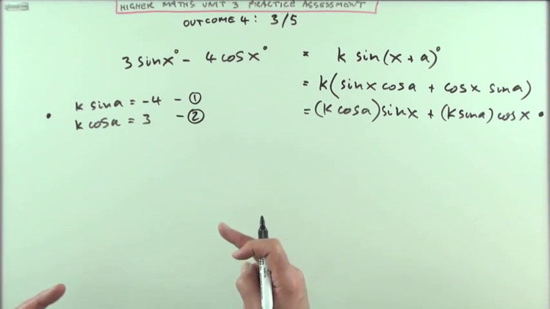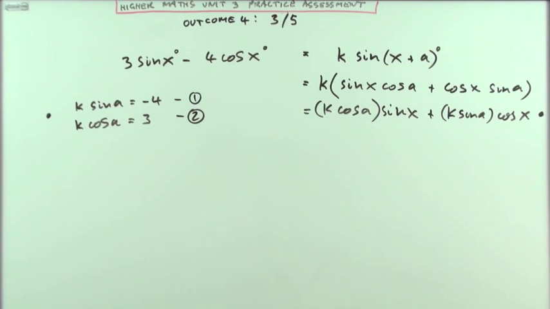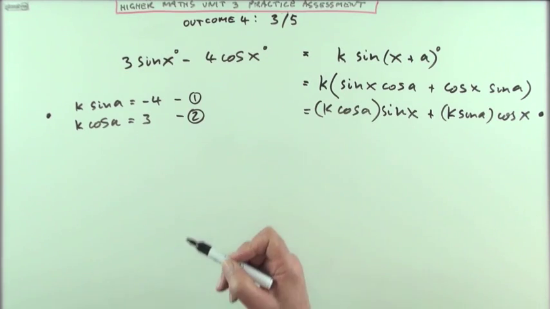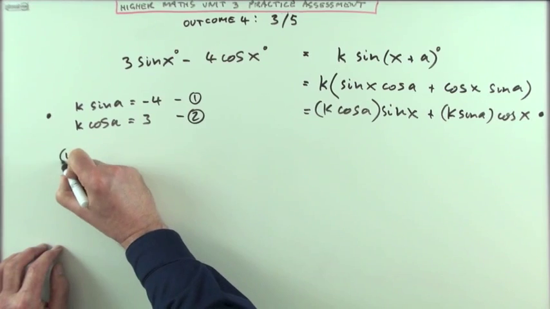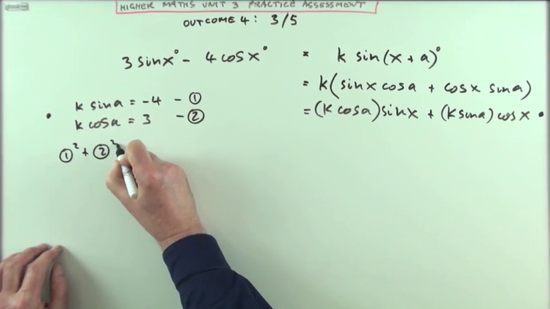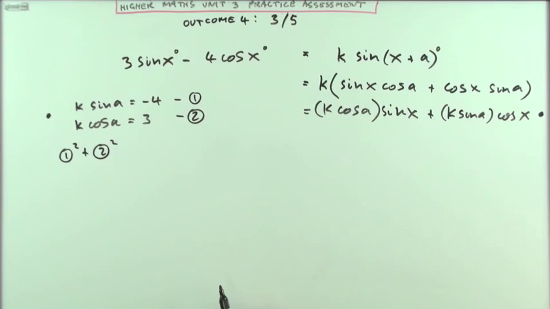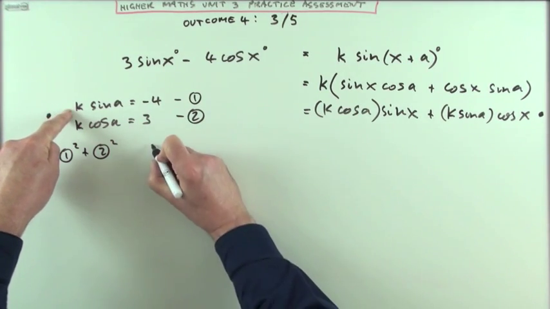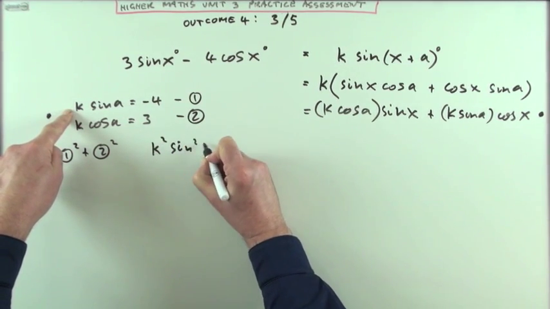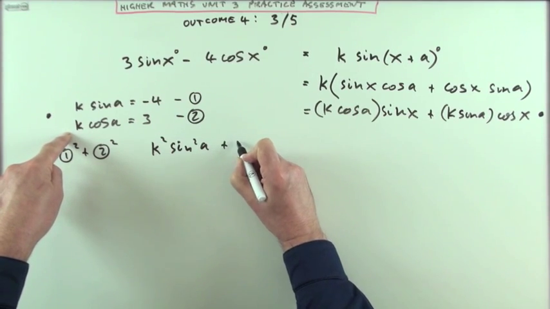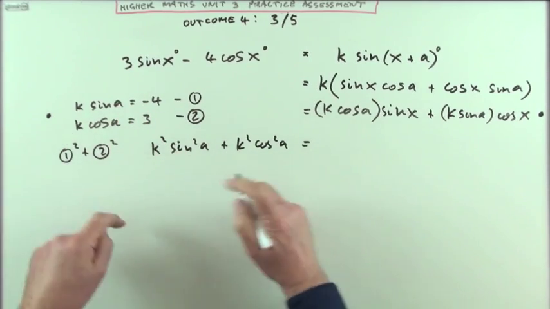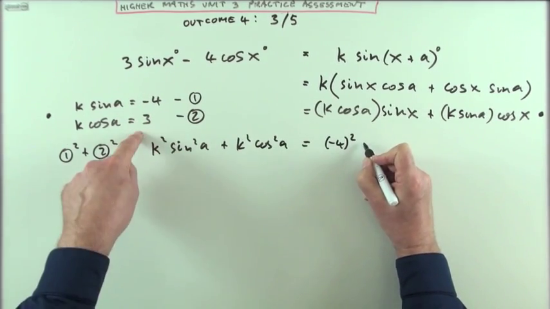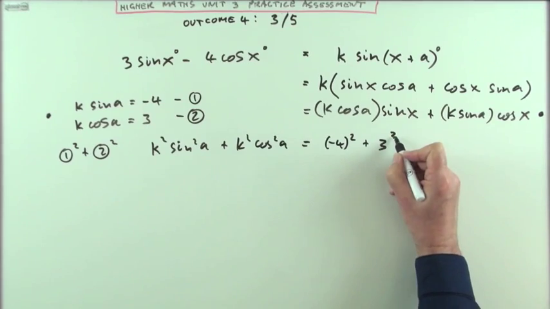What's the technique I'm going to use to solve this pair of simultaneous equations? Well, there's various techniques like substitution, elimination, but there are other ones. What I'm going to do here when I've got trig terms is if you take equation 1 and you take equation 2 and square and add them, that will give you, I'll put it down, k squared sine squared A, and adding on the second one, plus k squared cos squared A, for the left hand side, is negative 4 squared plus 3 squared.